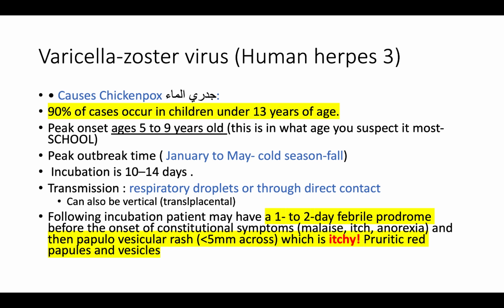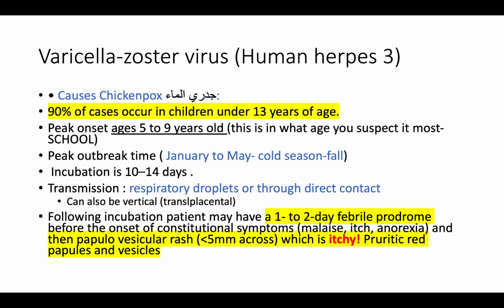هلا الفاريسيلا زوستر اللي هو الهربس 3 causes chickenpox الجدري المائي. هلا 90% of cases occurs in children. This is the childhood illness. Most of the cases happen in children under the 13, and if it happens in 13 or below, it's usually يعني ما بتخوف. A peak onset is about 5 to 9 years old, although it is now being part of there is vaccination against this. هلا peak onset للchicken pox about 5 to 9 year olds, and in the cold season most of the time.